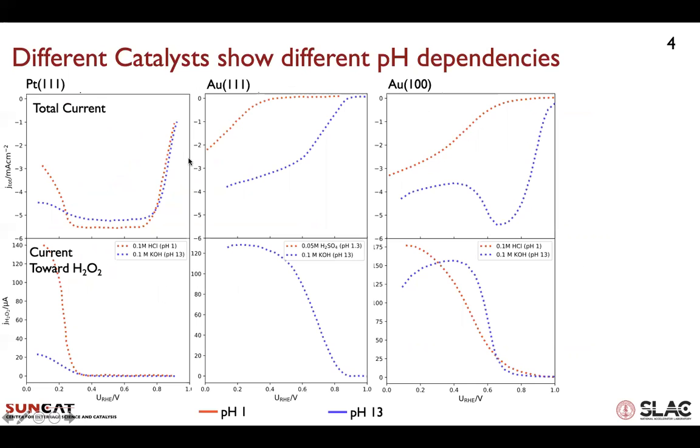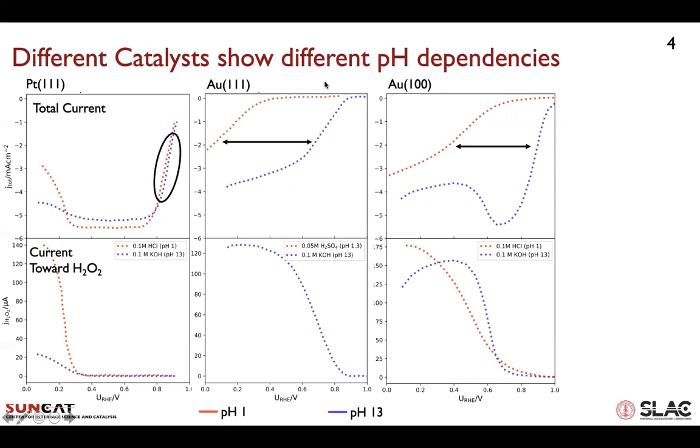If we look at platinum, what we see is that pH 1 in red and pH 13 in blue have almost exactly the same polarization curve versus the reversible hydrogen electrode. Then, though, if you look at gold 111 or gold 100, we see much more activity, a much higher onset potential in base than we see in acid. And this happens on both electrodes.